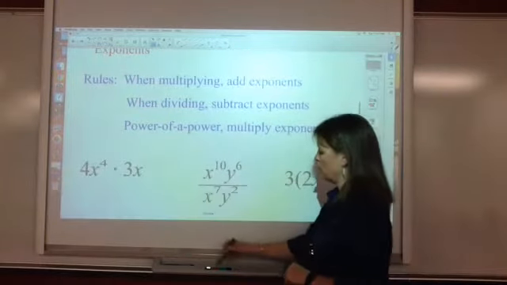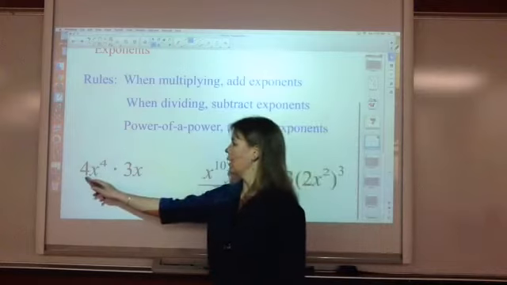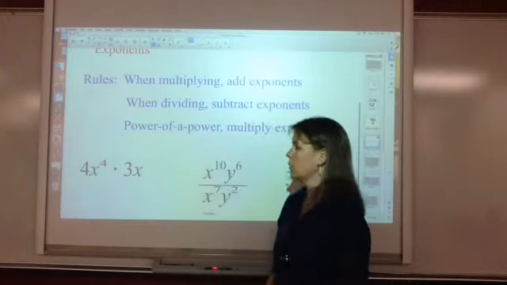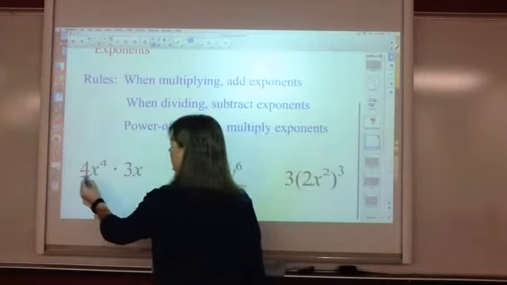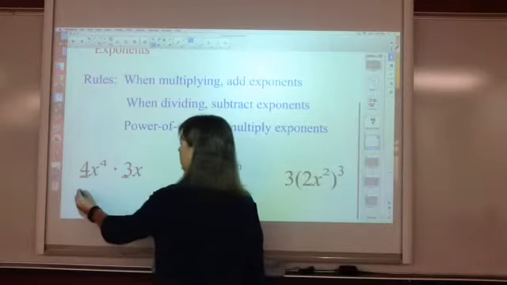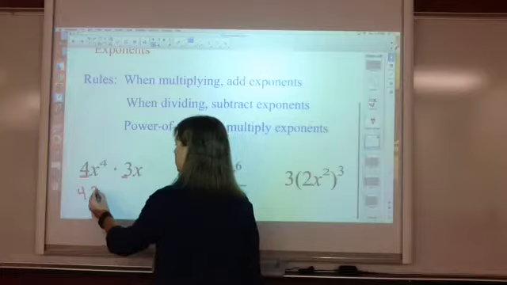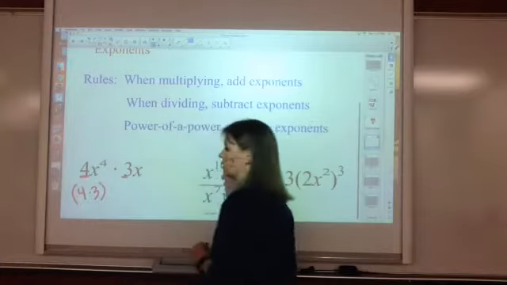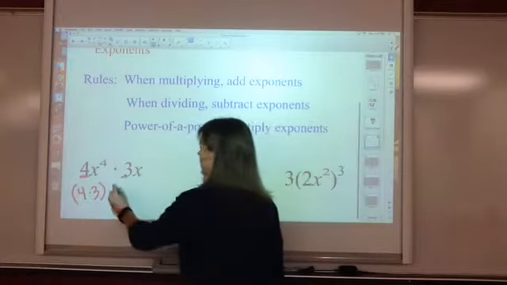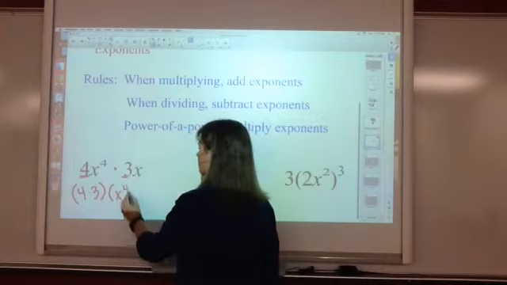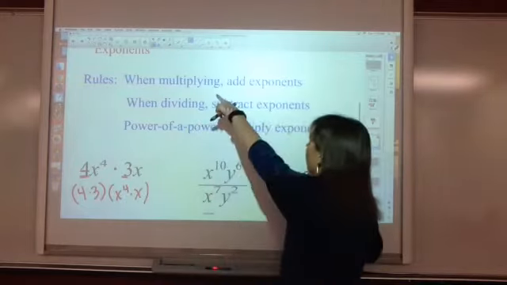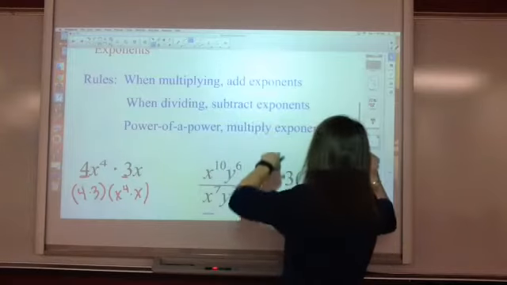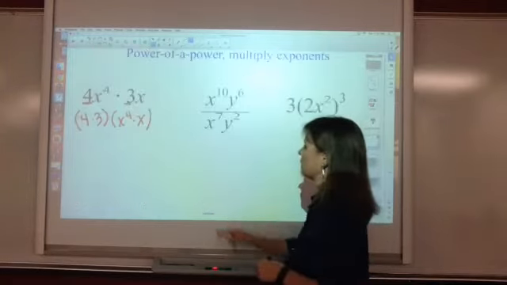We'll start with number 1 over here. We did this by commutative property and associative property. Put together anything that is alike. 4 times 3. Those are integers. They belong together. Put the x to the 4th times the x. Those belong together. When multiplying, add exponents, but only the exponents.